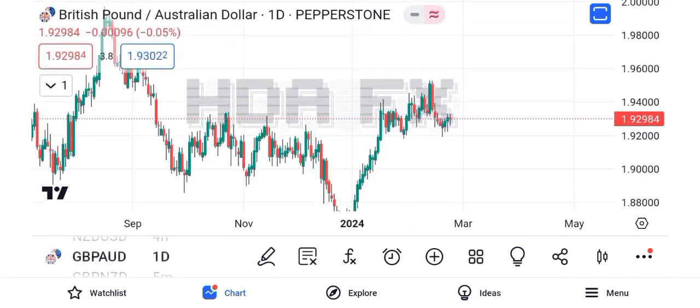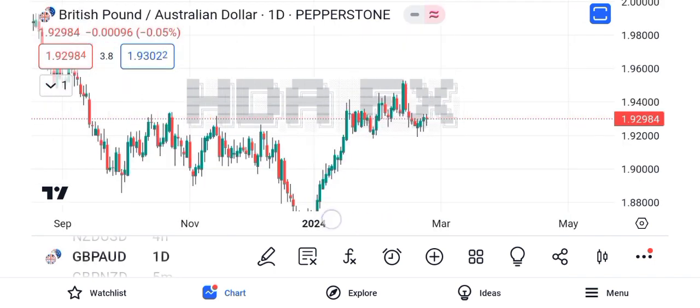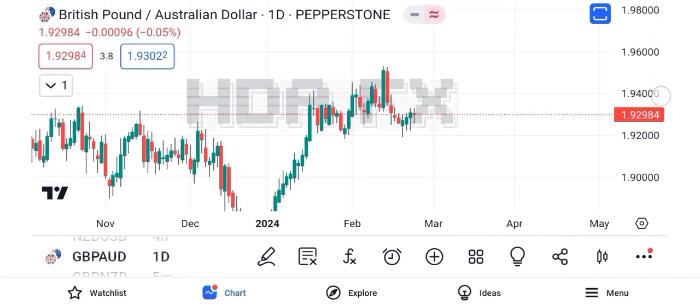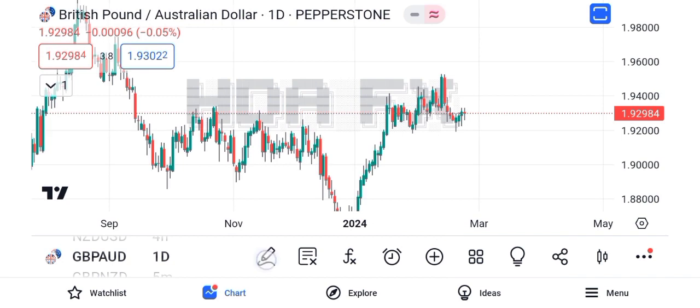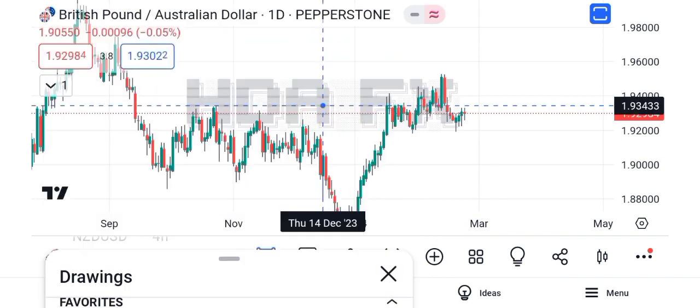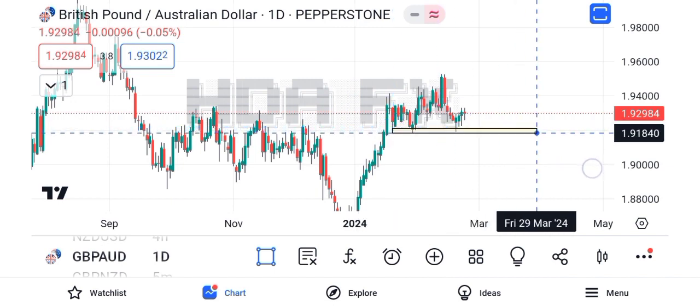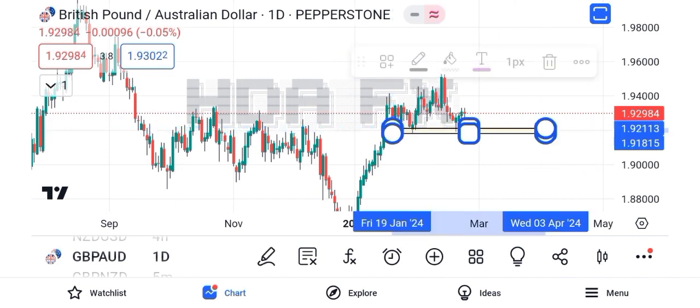So guys, our next pair we'll be looking at is GBP AUD. So now on GBP AUD, we can see that this pair looks bullish on the daily time frame, and we have a key zone here on GBP AUD. So we have this beautiful key zone here.